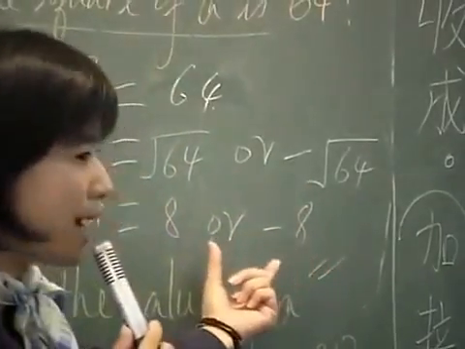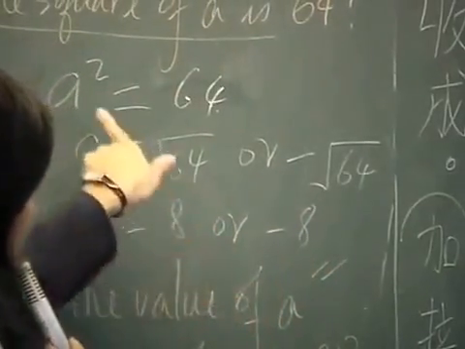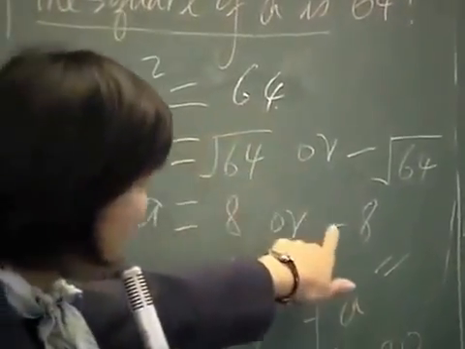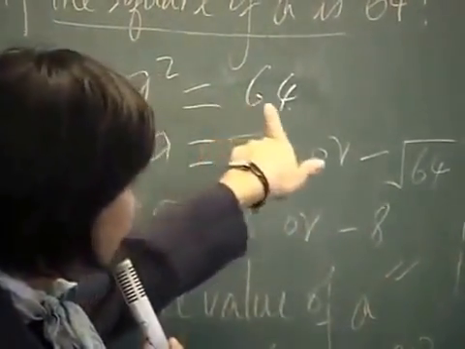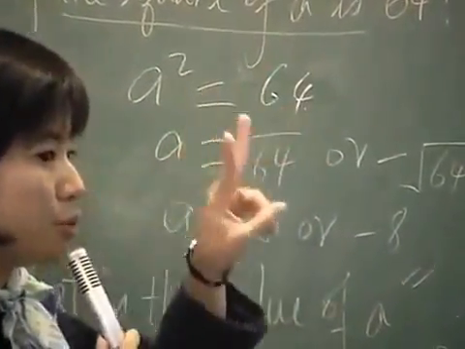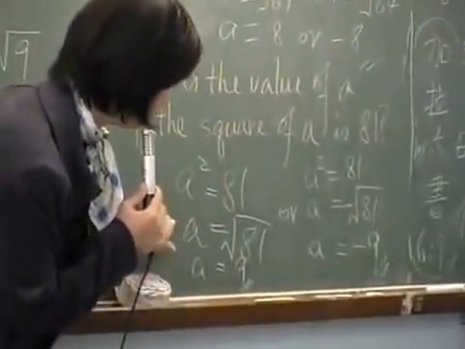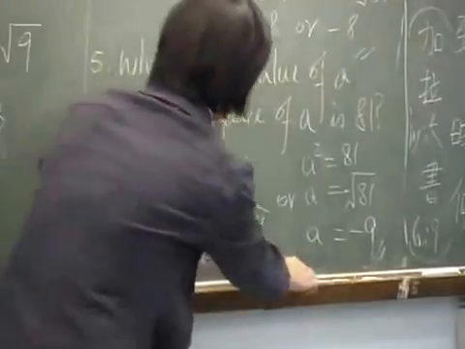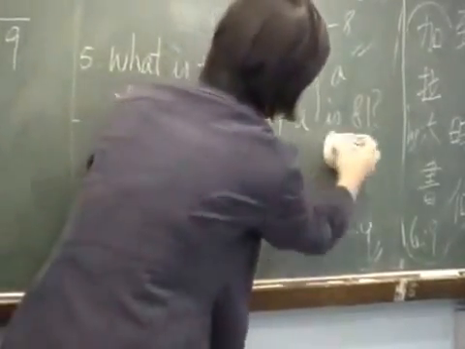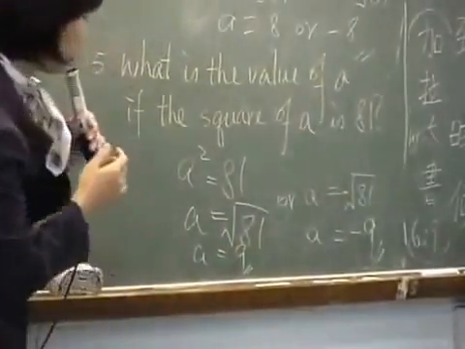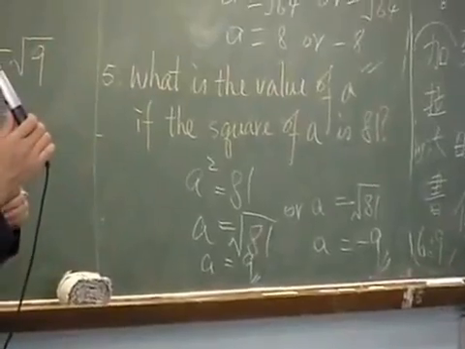So there are two answers because 8 times 8 is 64, and negative 8 times negative 8 is 64. So there are two answers. And for this case, it is correct. In this case, you do not need to write this equation again. Do you have any questions?